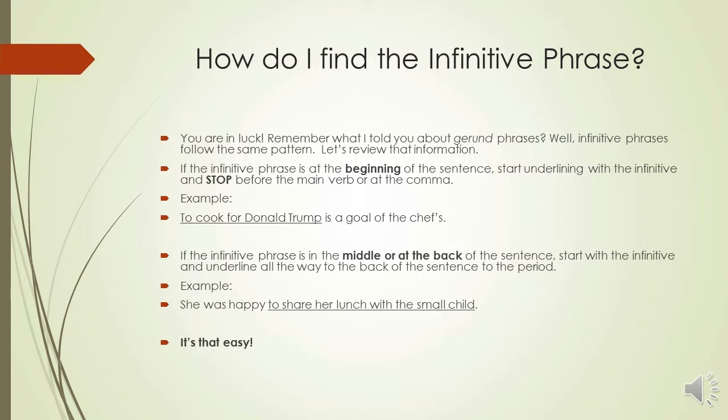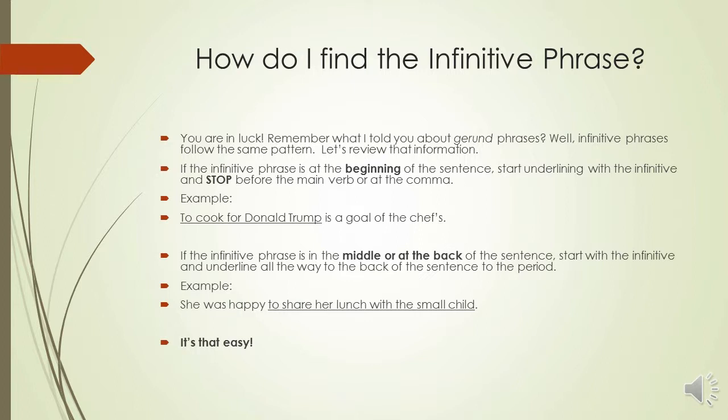Let's look at an example. To cook for Donald Trump is a goal of the chefs. Remember, I have to find the infinitive first. That's "to" plus a verb. Okay, to cook. I want to start with the infinitive and underline until I get to the main verb. I see no comma, so I need to stop at the main verb. So, to cook for Donald Trump would be the infinitive phrase. I will stop before I get to "is," the main verb of this sentence.